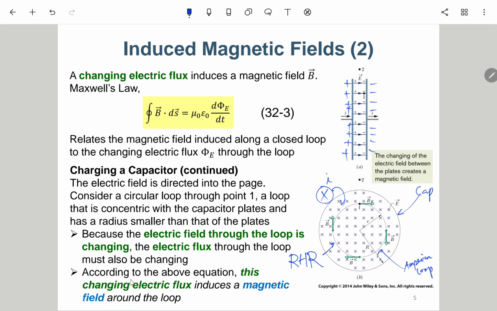According to the above equation, this changing electric flux induces a magnetic field around the loop. This one is a linear function of time, which means that the time derivative will be a positive constant. So in that case, this one is also a constant, a positive constant. So the loop is clockwise.